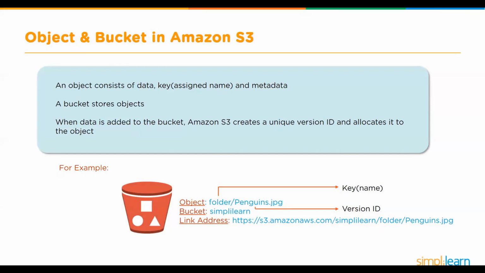And when we add data to a bucket, Amazon S3 creates a unique version ID and allocates it to the object so we can easily identify it at a later point. Let me show you a quick lab on S3.